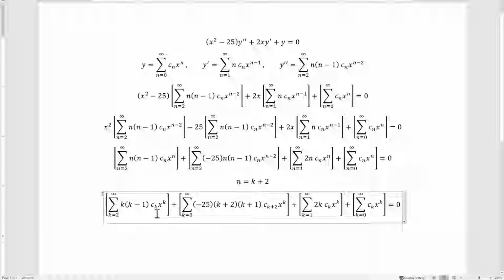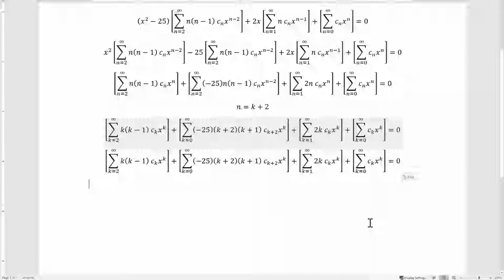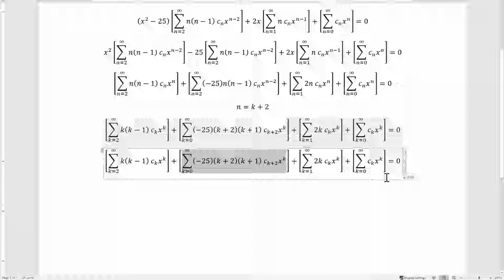All right, now they're all k's. They all have matching x powers. The only thing we need to do at this point is to combine the series, and for us to be able to do that, they need to have the same starting points. Now there's a couple that start at 0, and there's one that starts at 1, and then one starts at 2. So k is equal to 2 is the largest index starting point, and so I think we're going to want to keep that.